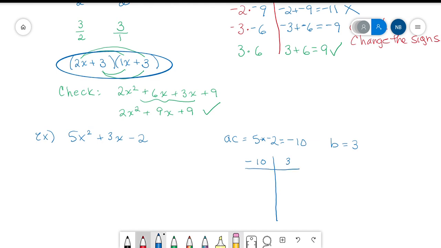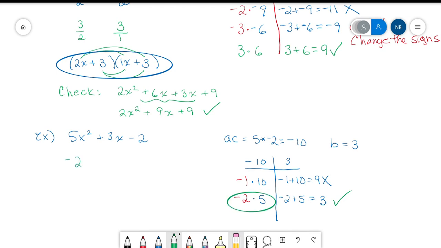Just like before, we're going to start dividing with negative 1. 10 divided by negative 1 is positive 10. Negative 1 plus 10 is 9, which is not 3, so that's wrong. So now we move on to negative 2. Negative 10 divided by negative 2 is positive 5. Negative 2 plus 5 happens to be 3, which is what we were looking for. So we found our factors.